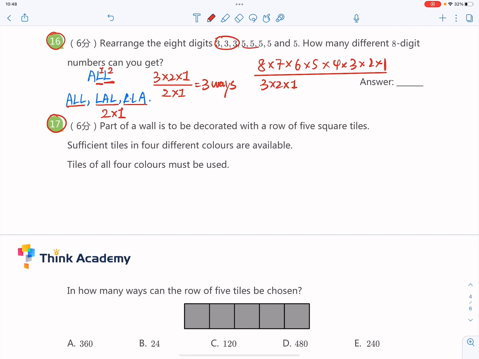And also you got five 5s, right? So you have to get rid of that duplication as well. So that will be 5 times 4 times 3 times 2 times 1 different ways you can arrange these 5 numbers, because they are all the same.